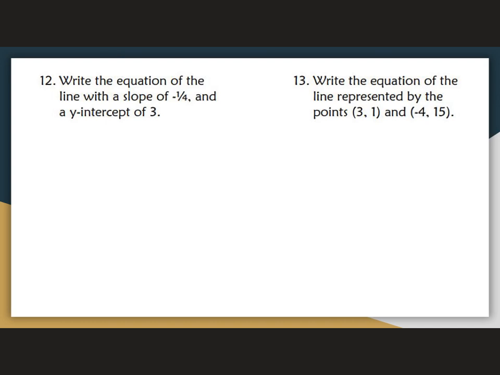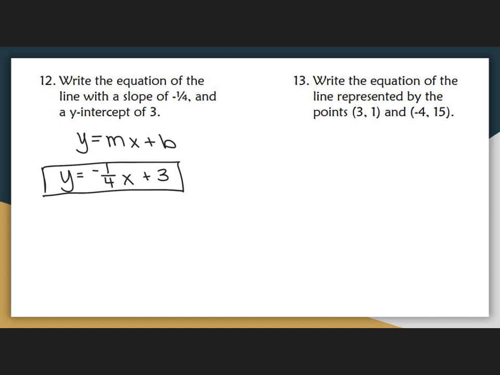Now we're going to move to writing equations of lines. Number 12 says write the equation of the line with a slope of negative 1/4 and a y-intercept of 3. Again, slope-intercept form is y equals mx plus b. M is slope, b is y-intercept, so I'm just taking those values and plugging them into the appropriate spot. So y equals negative 1/4 x plus 3.